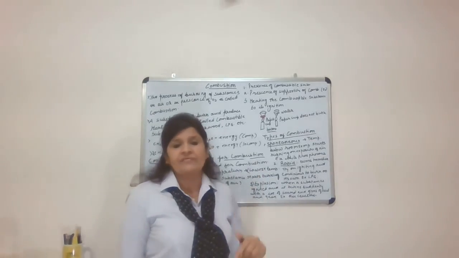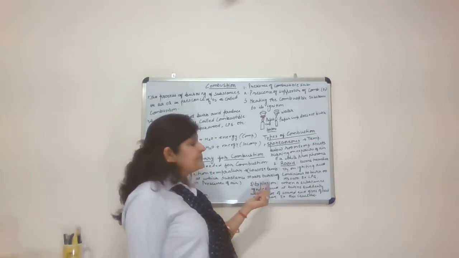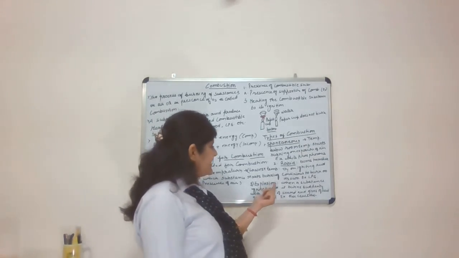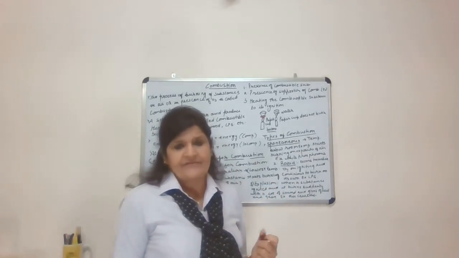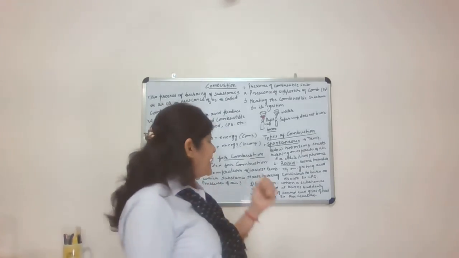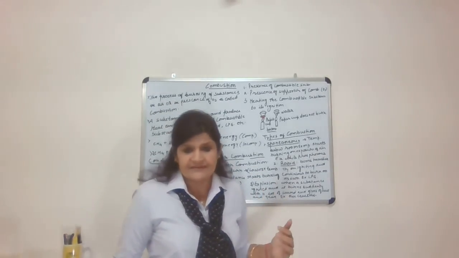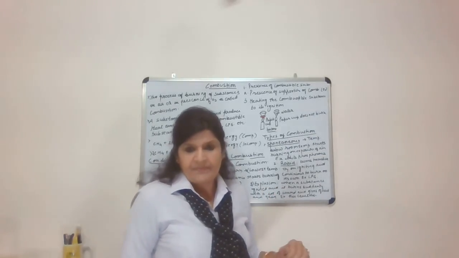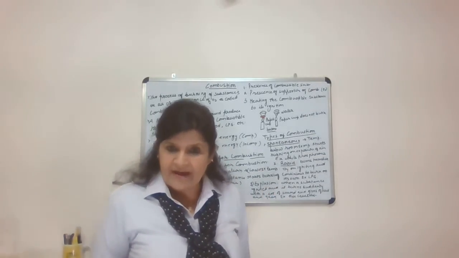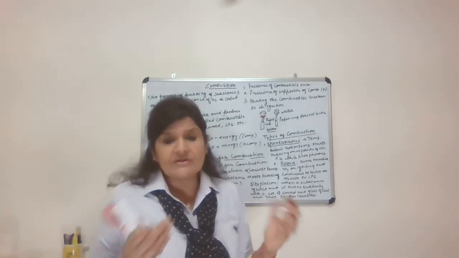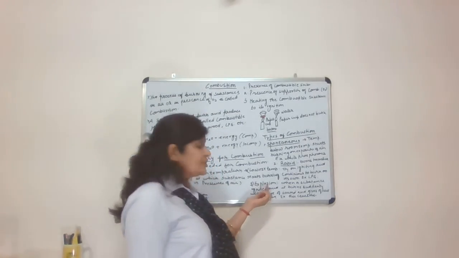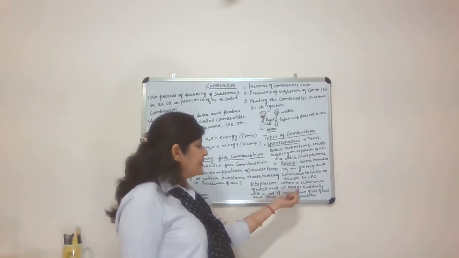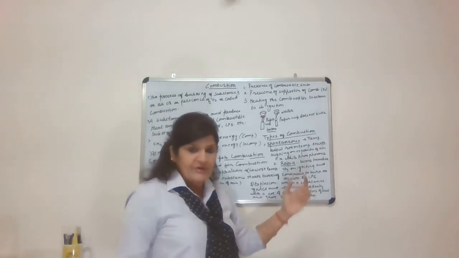Now the third type of combustion is explosion. Explosion is a very interesting word in reference to Deepavali, right? During Deepavali, you burn so many firecrackers. So what happens with the firecrackers? They are always explosive. So what is an explosion? It is when a substance is ignited and it burns suddenly.